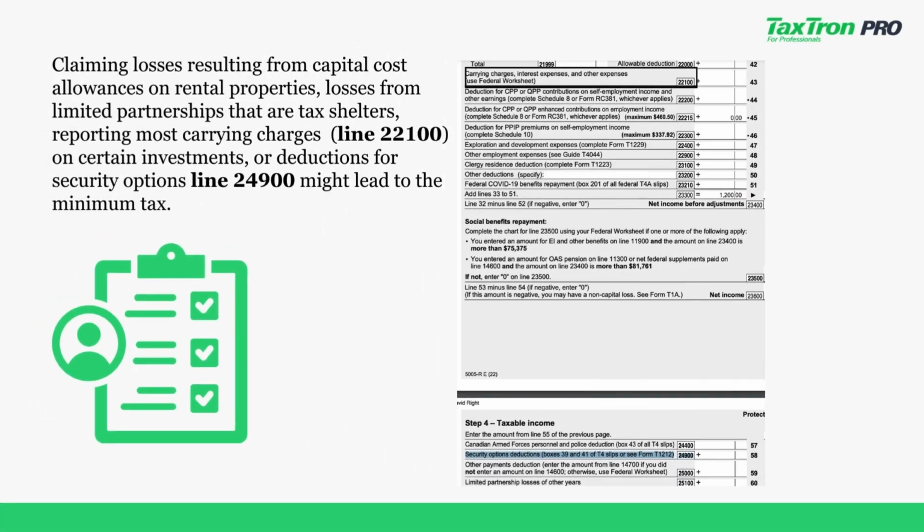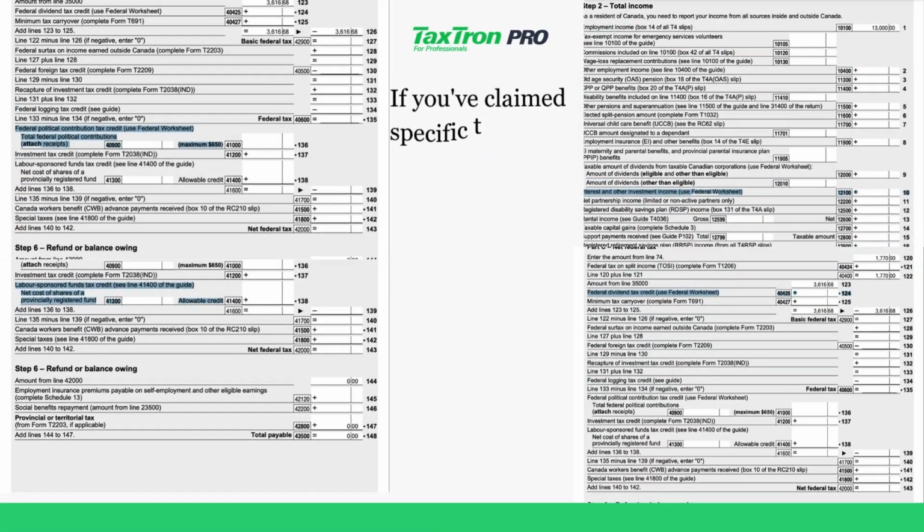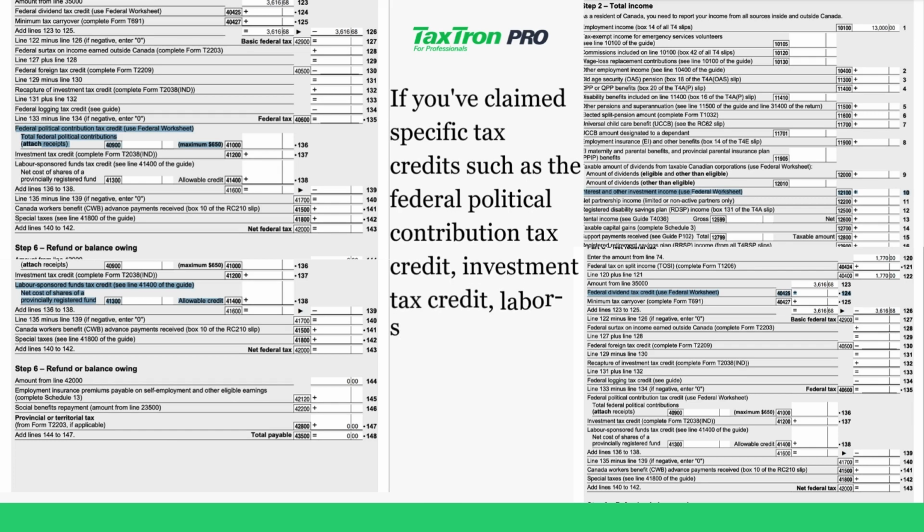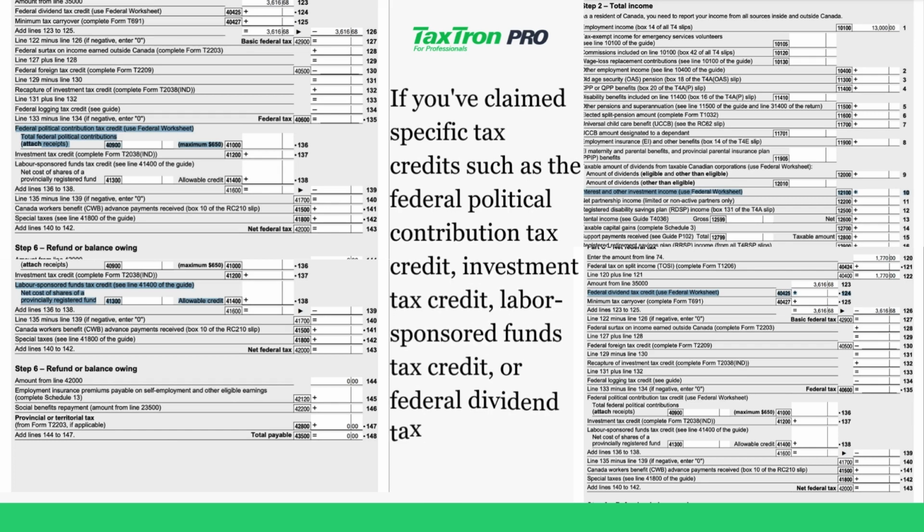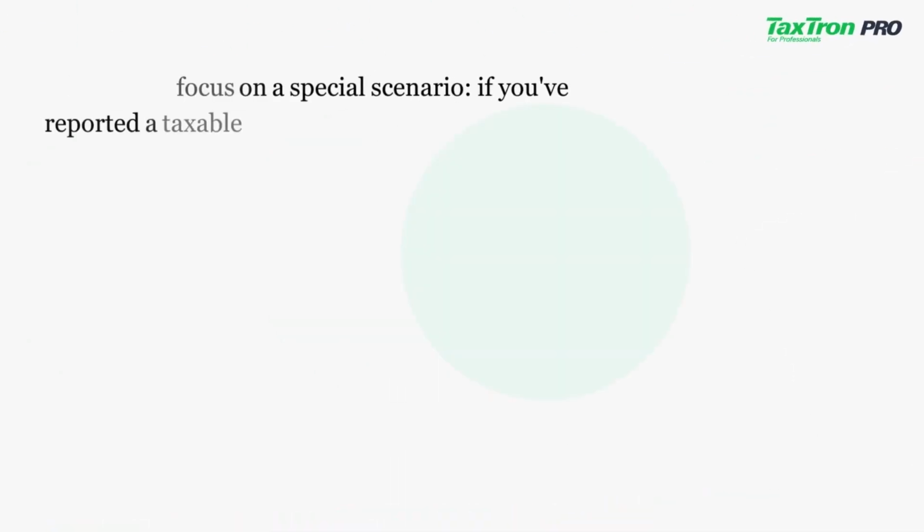Secondly, claiming losses resulting from capital cost allowances on rental properties, losses from limited partnerships that are tax shelters, reporting most carrying charges, line 22100, on certain investments, or deductions for security options, line 24,900, might lead to the minimum tax. Lastly, if you've claimed specific tax credits such as the federal political contribution tax credit, investment tax credit, labor-sponsored funds tax credit, or federal dividend tax credit.